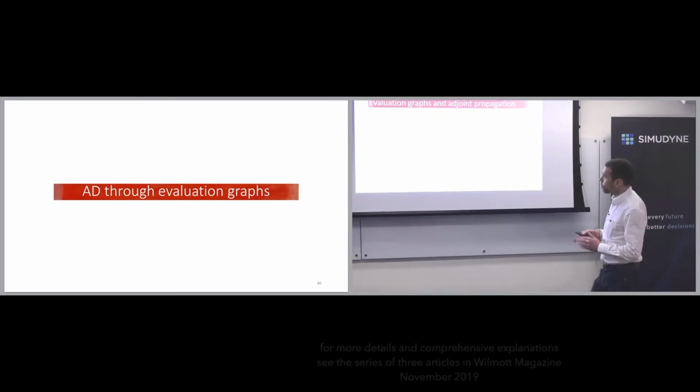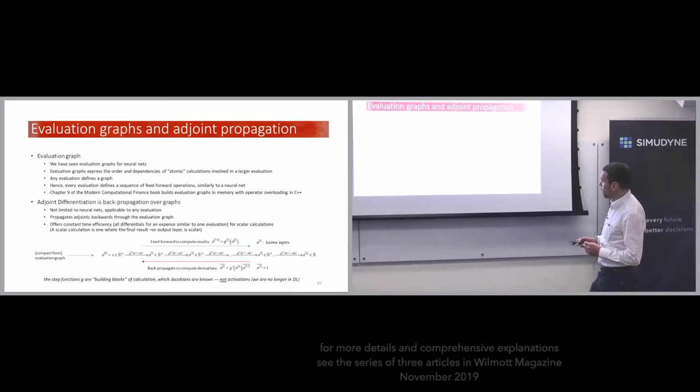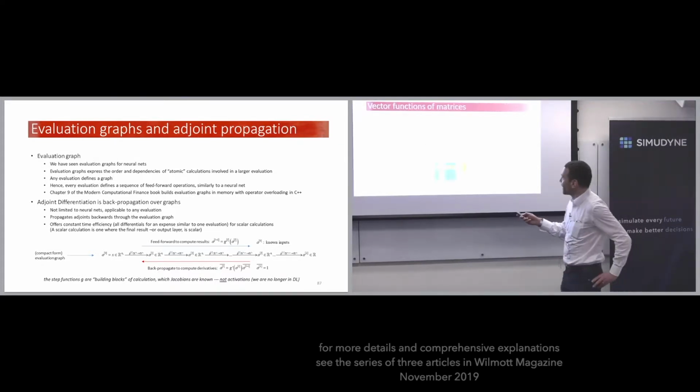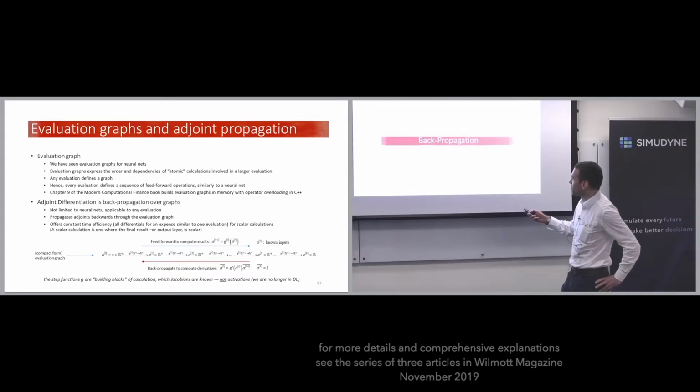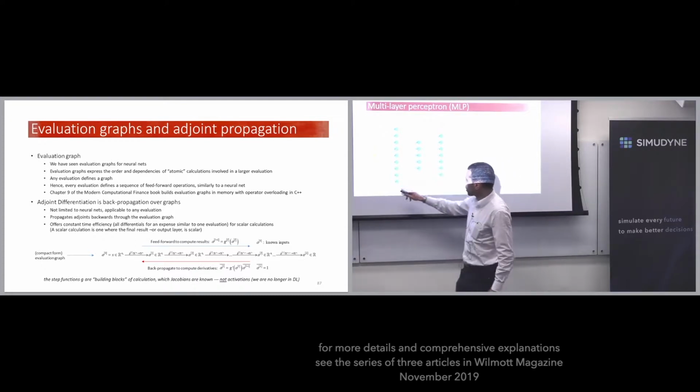We have seen what evaluation graphs look like for neural nets. This type of visualization that we have seen and that we see all over deep learning literature. Things like this that express the order of calculations and the dependency of every intermediate result on the previous results.